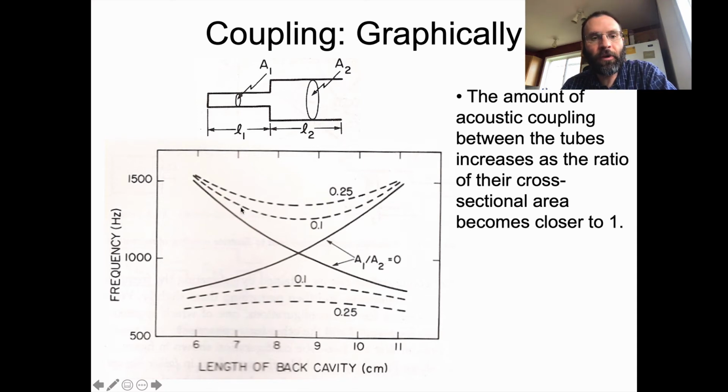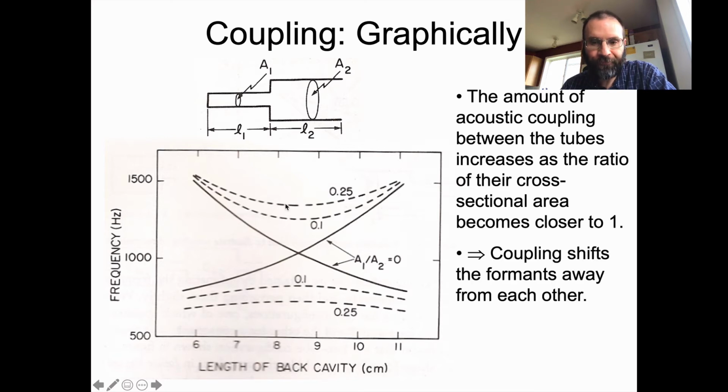So if you open up that back tube a bit to be 1/10 the area of the front tube, then you get a formant frequency curve that looks like this for F2 and this for F1. So as you're opening it up, this is when you open up the back tube to be even bigger, where it's 1/4 the size of the front tube. You get even more spread between your two formants. Basically, the more coupling there is, the more the formants are going to shift away from each other.